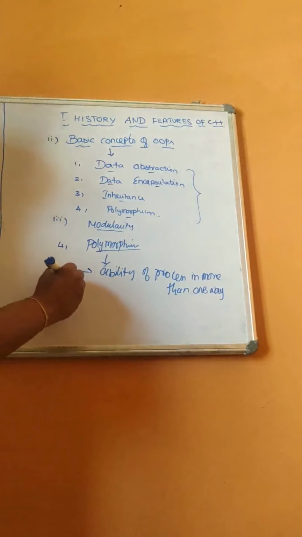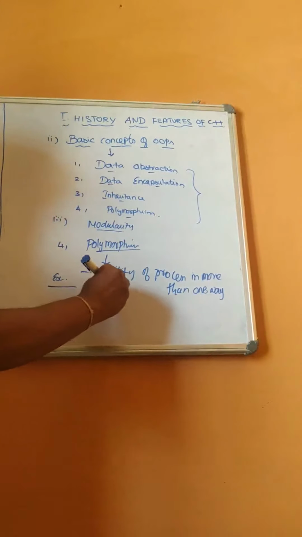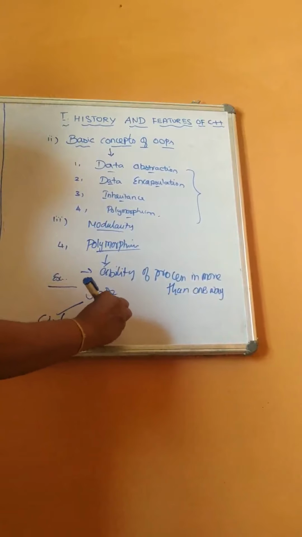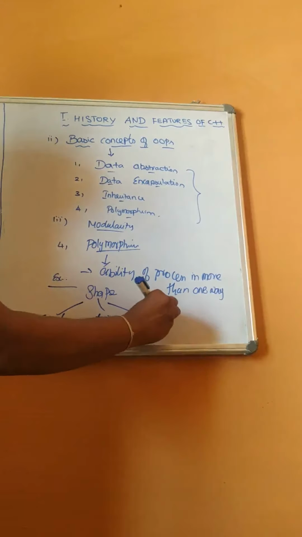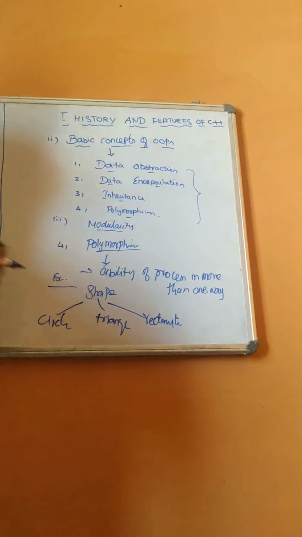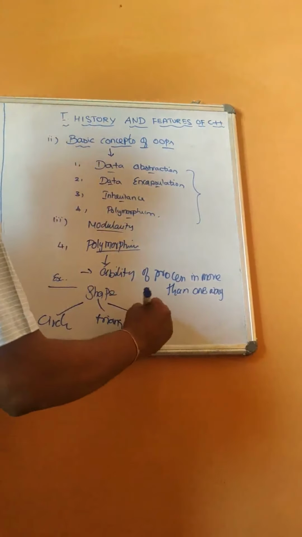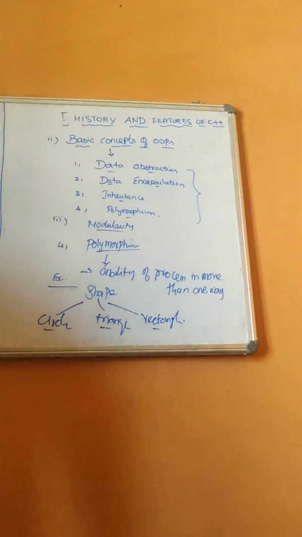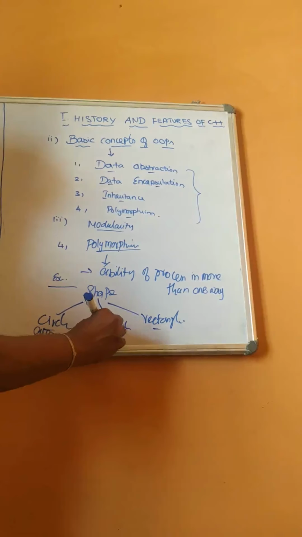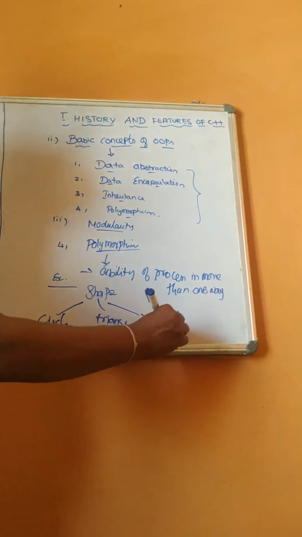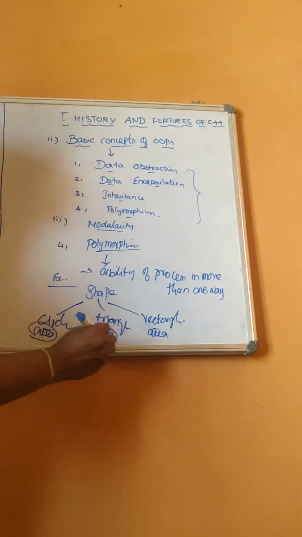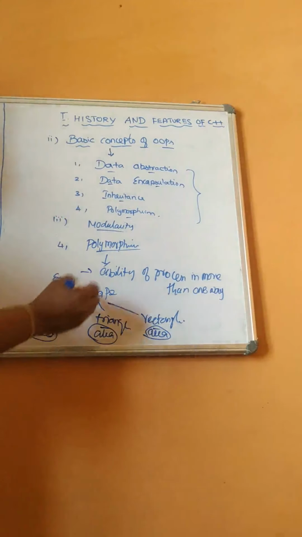The example is, suppose we take shape. In shape we can have circle, triangle, or rectangle. So circle, triangle and rectangle are different shapes. But if I am asking you to find the area of a circle, I will be using area. If I am asking you to find the triangle area, I can find the triangle area. If I'm asking to find the area of a rectangle, I can use area. So you can see area is the only one function I'll be using for different shapes. Here the area will act as a polymorphism.